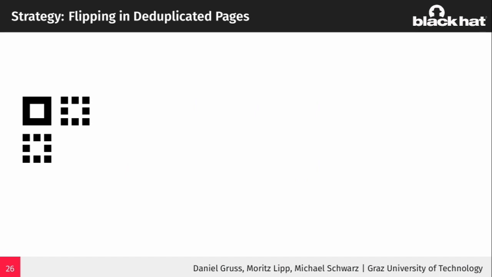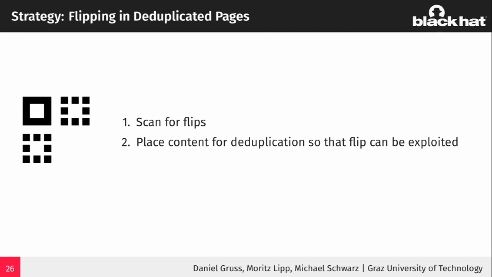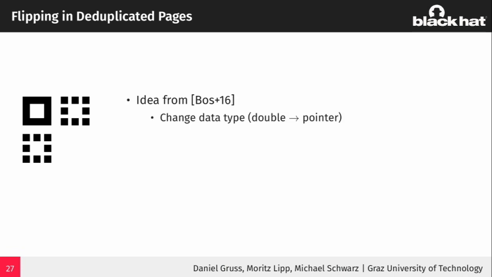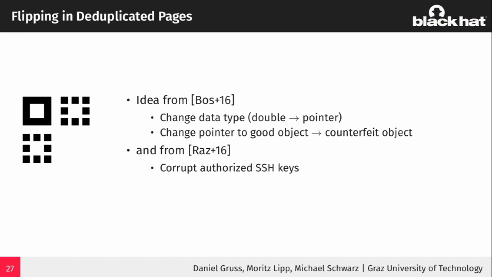So what can we do now? We scan for flips again. Then we place the content that we want to deduplicate so that the bit flip can be exploited in the end. We perform the bit change through our Rowhammer attack and profit. Yeah, this is also an idea that's from 2016. And also with those bit flips, we can do a lot of interesting stuff by flipping pointers, pointing to different objects, and corrupt keys, make the user install updates from untrusted sources by modifying their update file. So there are also quite interesting ideas. They've already been done before that.